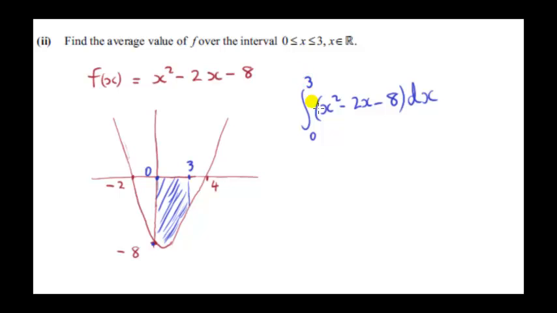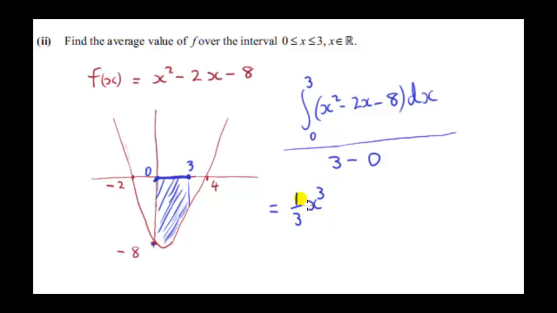So we have to integrate the function from 0 to 3, and then divide by the number of values. That's just the length of this interval here, which is 3 minus 0. So when we're averaging a function over an interval, we have to integrate the function over that interval, in this case the interval 0 to 3, and divide by the length of that interval. The distance from here to here is 3.